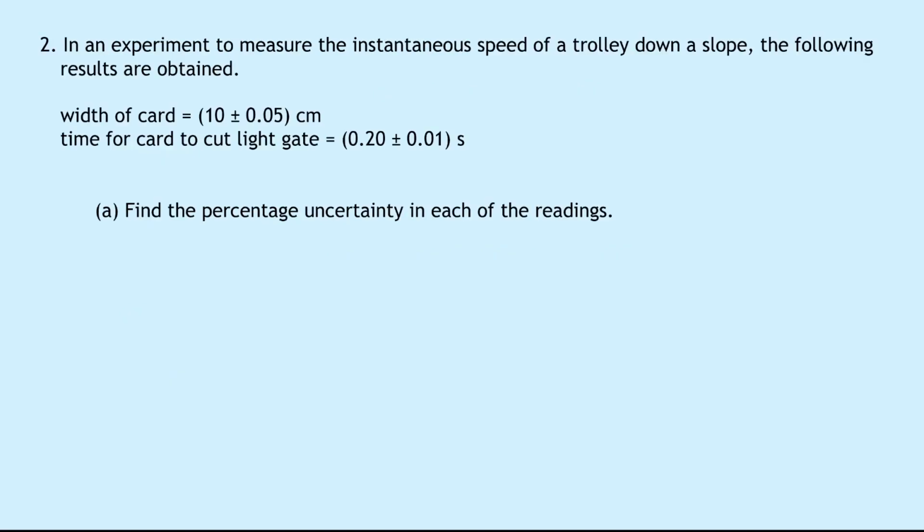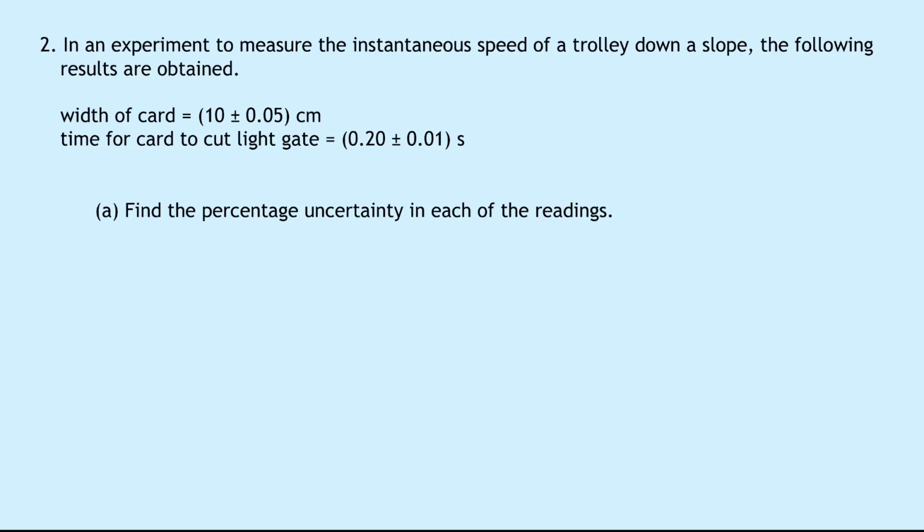Question 2 says, in an experiment to measure the instantaneous speed of a trolley down a slope, the following results are obtained. So we've got the width of the card, or the length of the card it could be known as, which is equal to 10 plus or minus 0.05 centimeters, and time for the card to cut the light gate is 0.20 plus or minus 0.01 seconds. Part A says to find the percentage uncertainty in each of the readings.